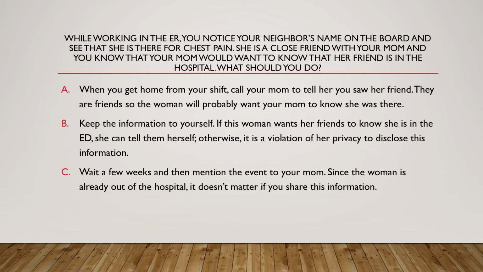What should you do? A, when you get home from your shift, call your mom to tell her that you saw her friend. They are friends, so the woman will probably want your mom to know she was there. B, keep the information to yourself. If this woman wants her friends to know she's in the emergency department, she can tell them herself. Otherwise, it is a violation of her privacy to disclose this information. C, wait a few weeks and then mention the event to your mom. Since the woman is already out of the hospital, it doesn't matter if you share this information. So think about this one for a few seconds, and the answer will be on the next slide.